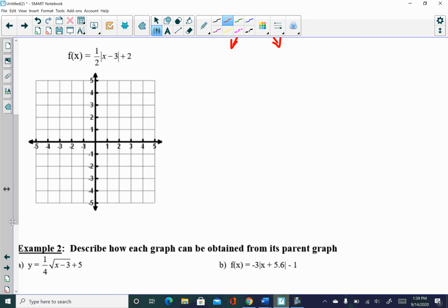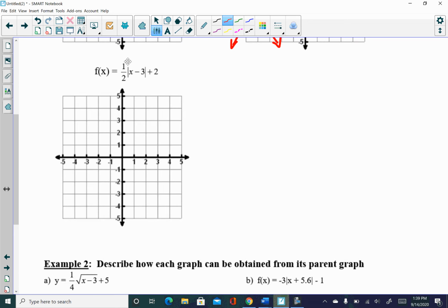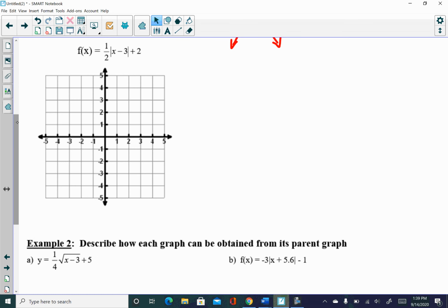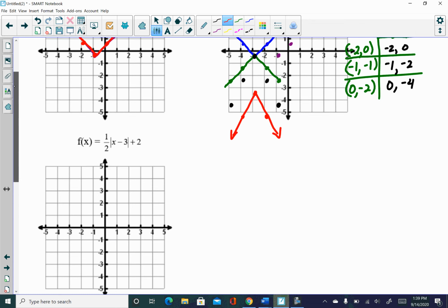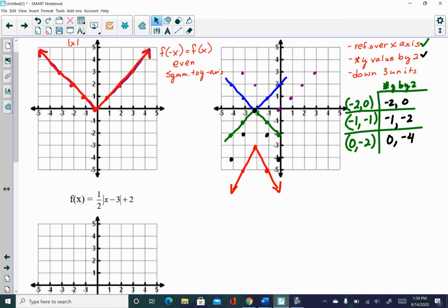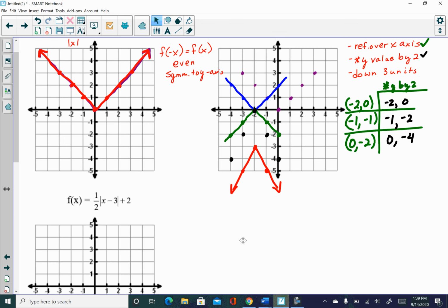All right, so what I would say here is that inside the parentheses, that minus 3, shoot, sometimes this does not want to do what I want it to do. Gotta get this back where it was so that's not confusing. Okay.